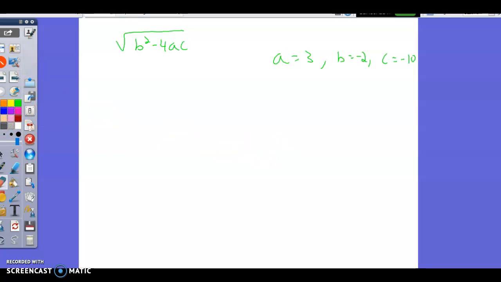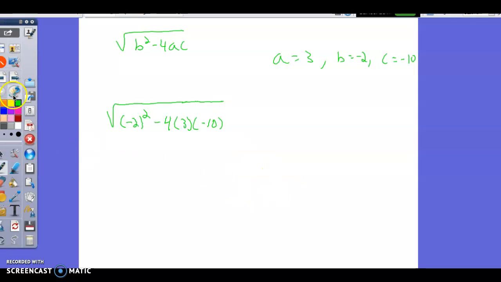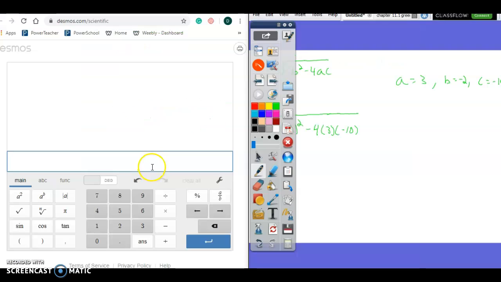So we are going to use the b squared minus 4ac again, the square root of that. And we are going to use for a equals 3, b equals negative 2, c equals negative 10. So we're going to write that out. Square root of b squared, which would be in parentheses, negative 2 squared minus 4, parentheses 3, parentheses negative 10. All right, so we're going to type that into our trusty calculator and see what we get.